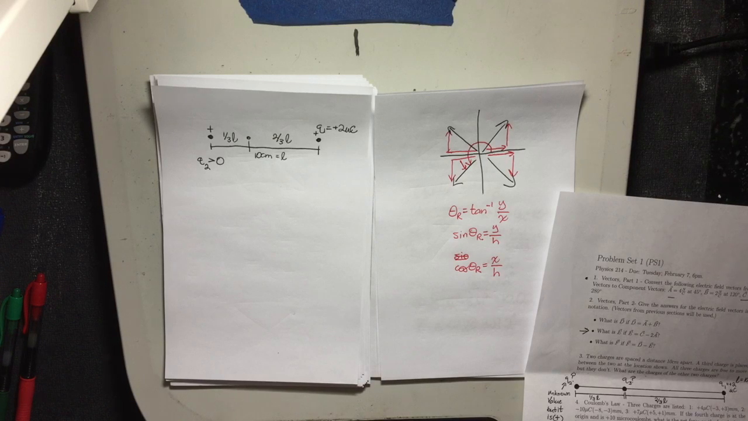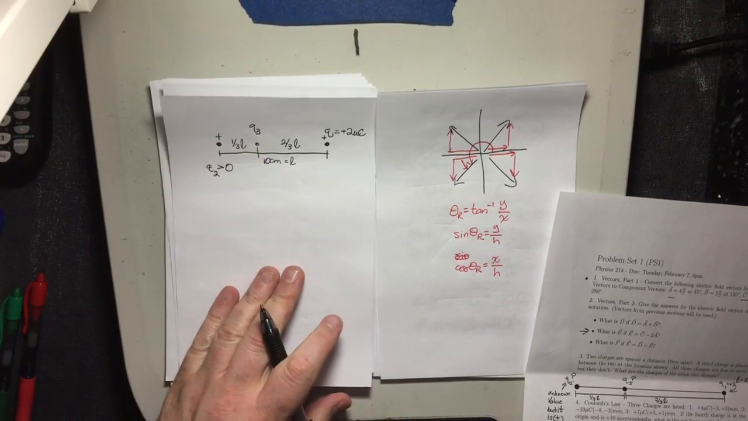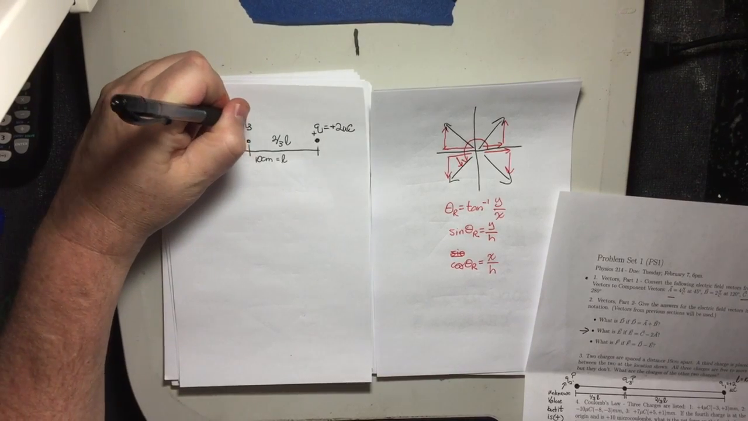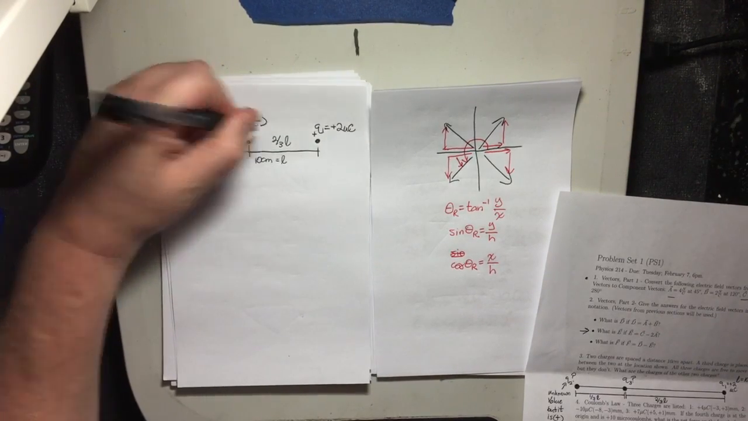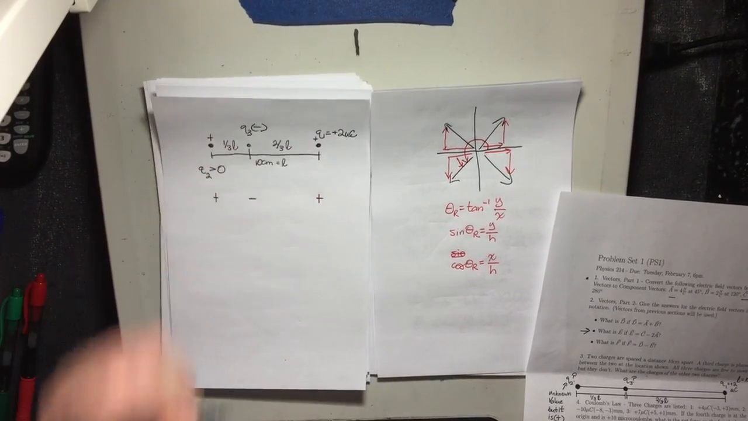So the question is, well, first of the many questions, is Q3 a positive or negative charge? What does it have to be, positive or negative? It has to be negative. If that thing was positive, they're all repulsive, so they would all just fly apart. So Q3 must be a negative charge. So we have positive, negative, and positive.